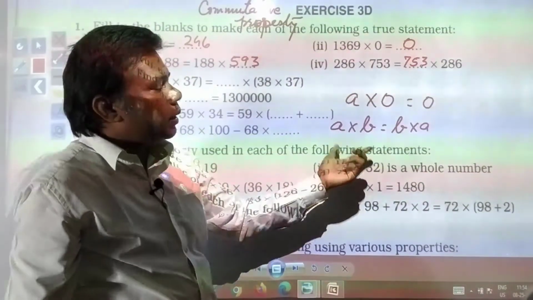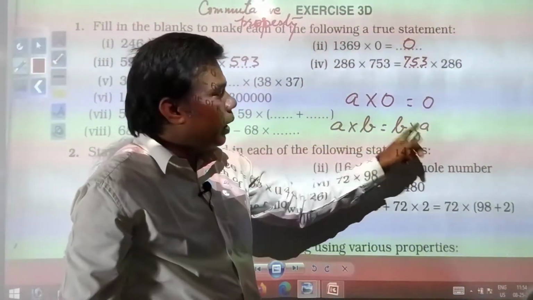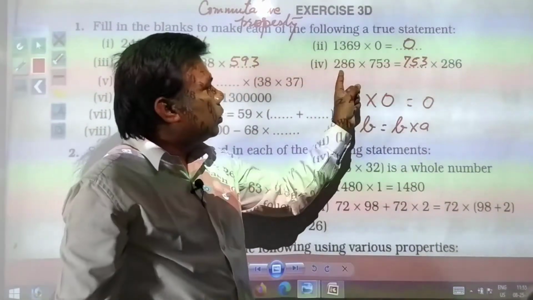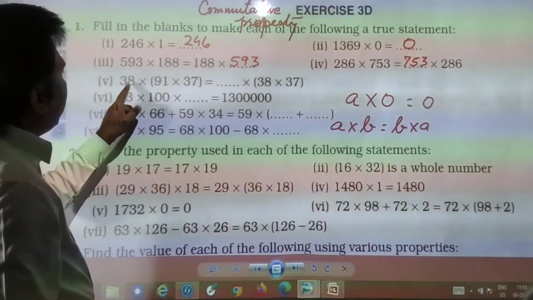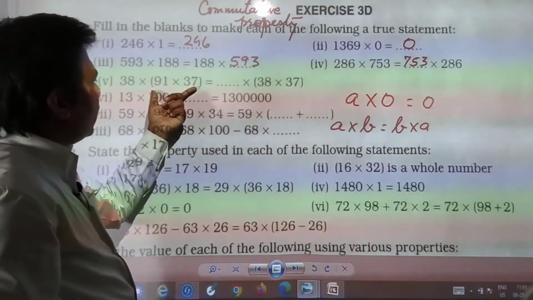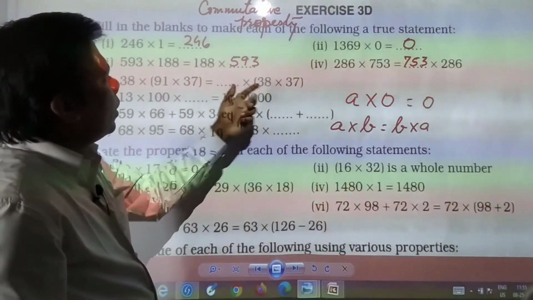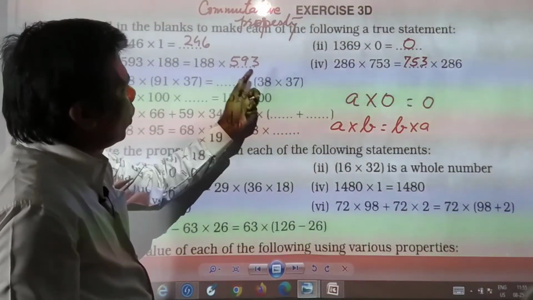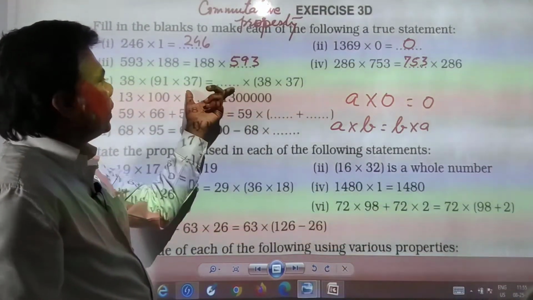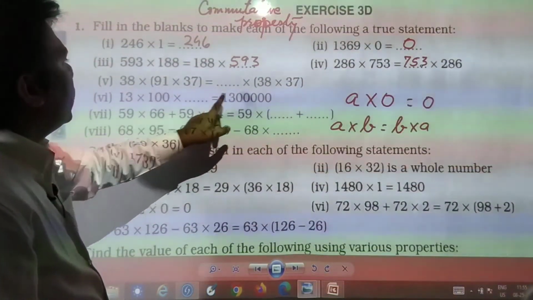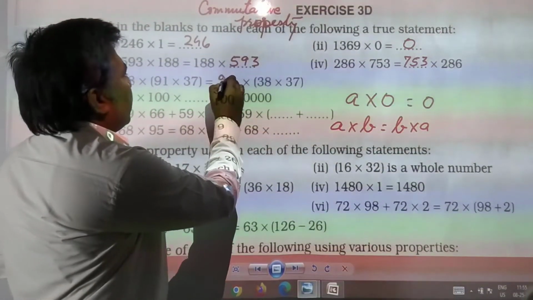into 286. Since by the commutative property of multiplication we have a into b is equal to b into a, where a and b are whole numbers, in the same way this has been done. Next you have 38 into 91 into 37 is equal to, what number will you write here so that this will be the associative law of multiplication of whole numbers? Here you see 38 and 37 have been written together, so here your number will be 91.